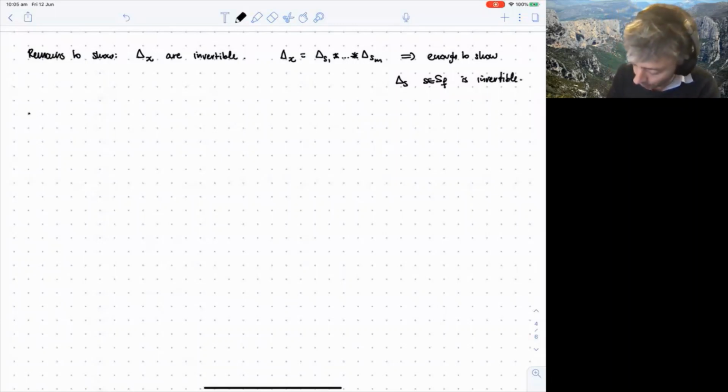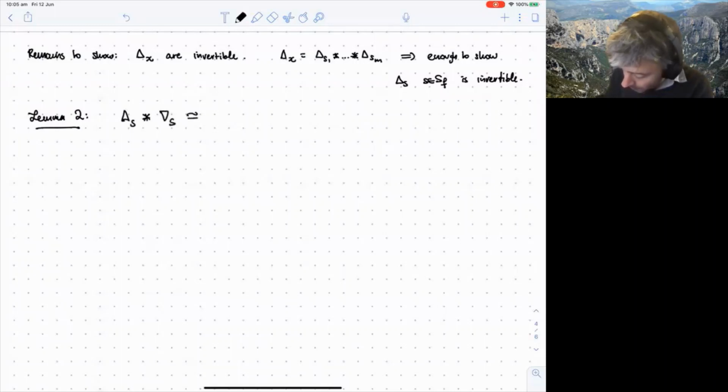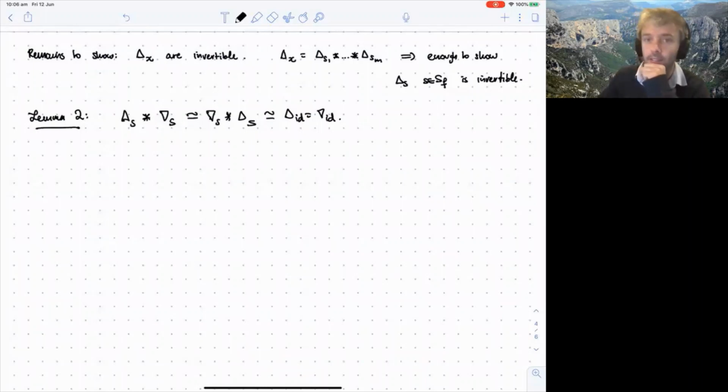And now we have lemma 2. I might have forgotten to mention it, but the previous lemma was lemma 1. That the inverse of delta s is nabla s. And a remark that I won't write down is that there are several ways of seeing this, but I don't think any of them is purely formal. I don't know a way of seeing this without doing something at some point.